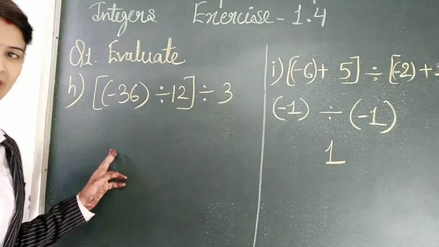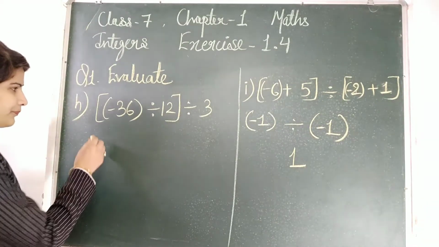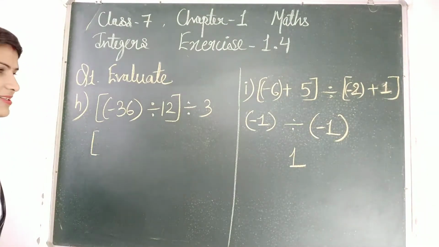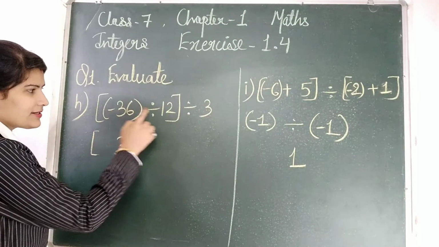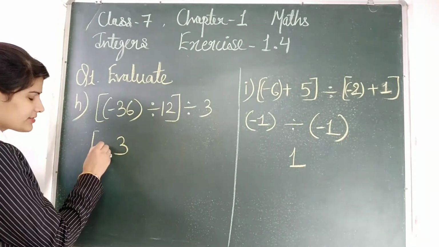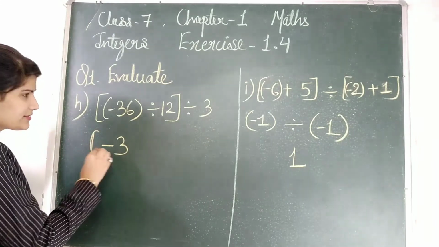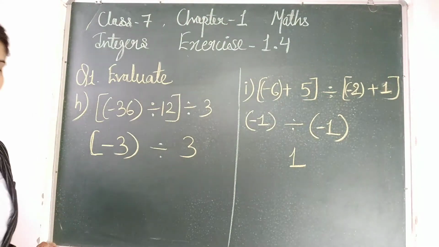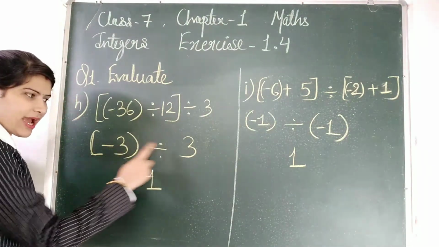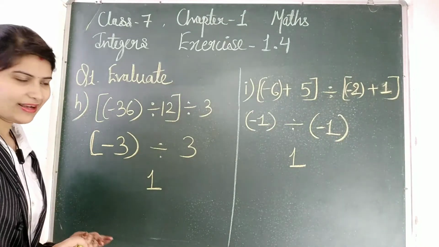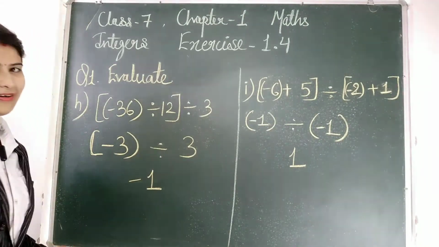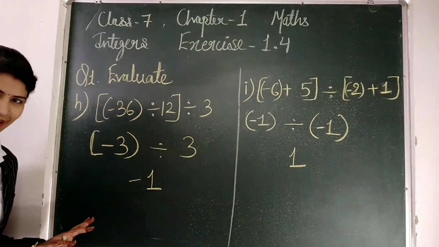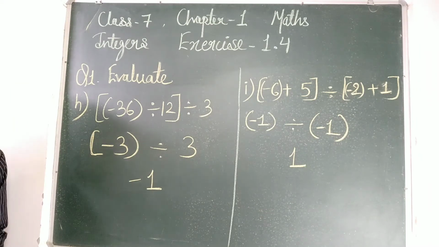Now look at H part, question number 1, H part. So here solve the bracket first. Here is divide. So 12 divided by 36 you will get 3, right? And minus and plus, so different signs are there. So you will get minus 3 obviously. And here is 3. Now 3 divided by 3 you will get 1, minus and plus, that means different signs are there. So minus 1 is the answer. So look very carefully and solve it. Try to practice it.